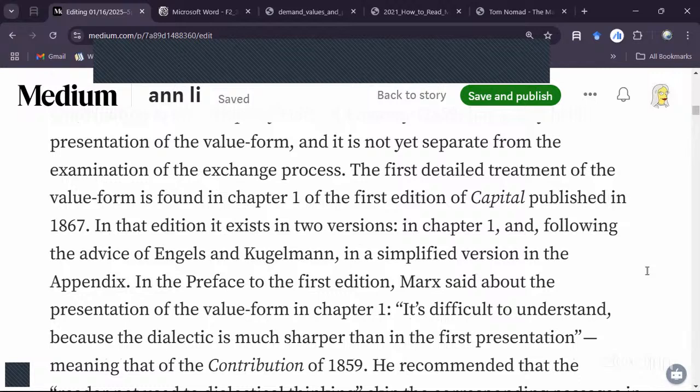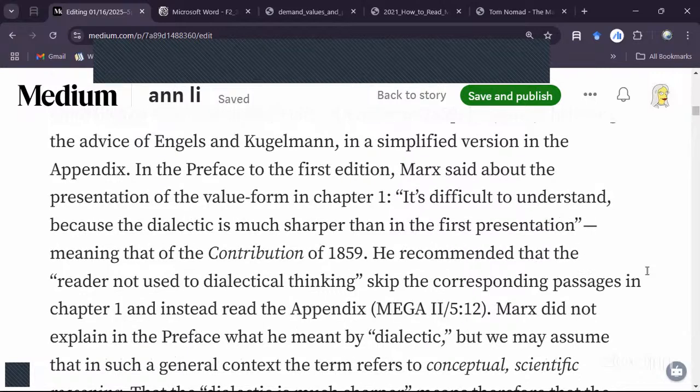In the preface to the first edition, Marx said about the presentation of the value form in Chapter 1, it's difficult to understand because the dialectic is much sharper than in the first presentation, meaning that of the Contribution of 1859.